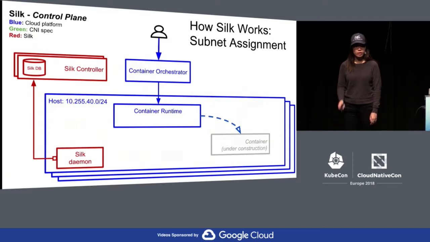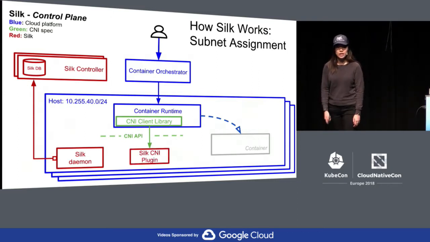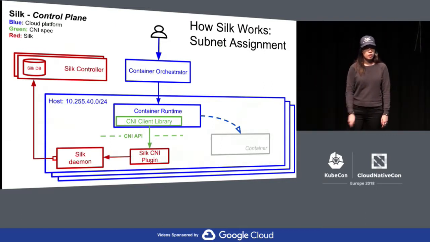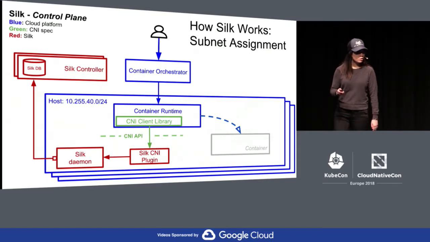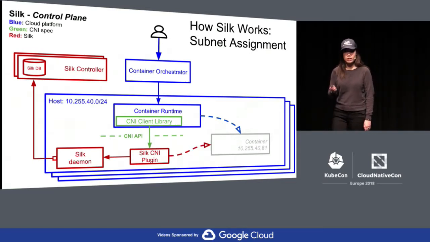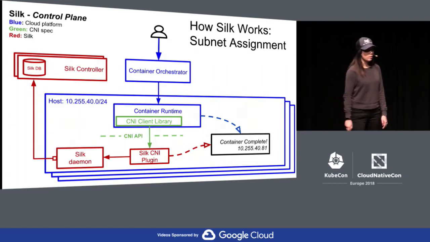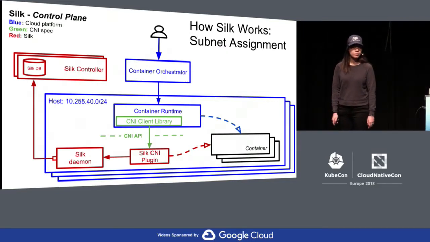initialize the process of creating the container before calling out using a CNI client library over the CNI API to the Silk CNI plugin. The Silk CNI plugin will create the network interface and will ask the Silk daemon what subnet range it can allocate a container IP from. Choose a container IP, and then the container creation can be completed. And of course, this can happen for multiple containers on a given host machine.